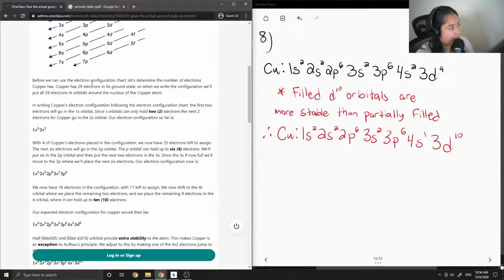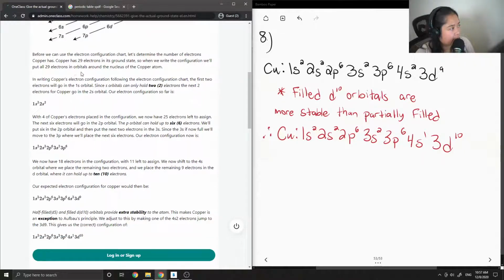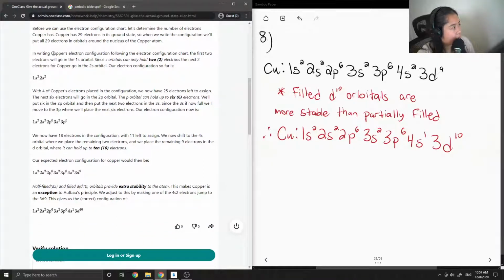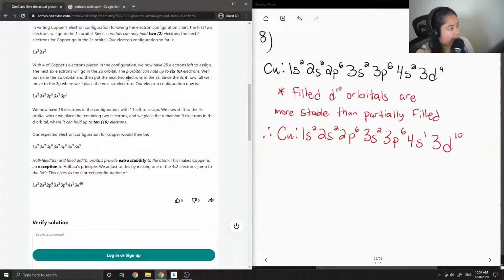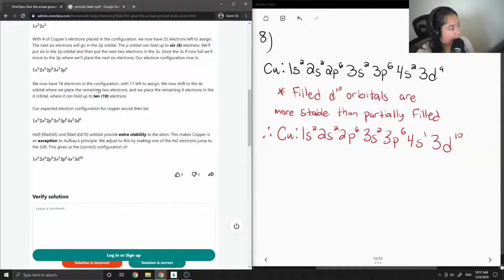So before we can use the electron configuration chart, let's determine the number of electrons copper has. So there's 29 in its ground state. So when we write the configuration, we'll put all 29 electrons in orbitals around the nucleus of the copper atom. Okay, so since s orbitals can only hold 2 electrons, the next 2 electrons for copper go to the 2s. So they do it step by step. P orbital can hold 6, so they wrote it all down. The d orbital can hold 10.